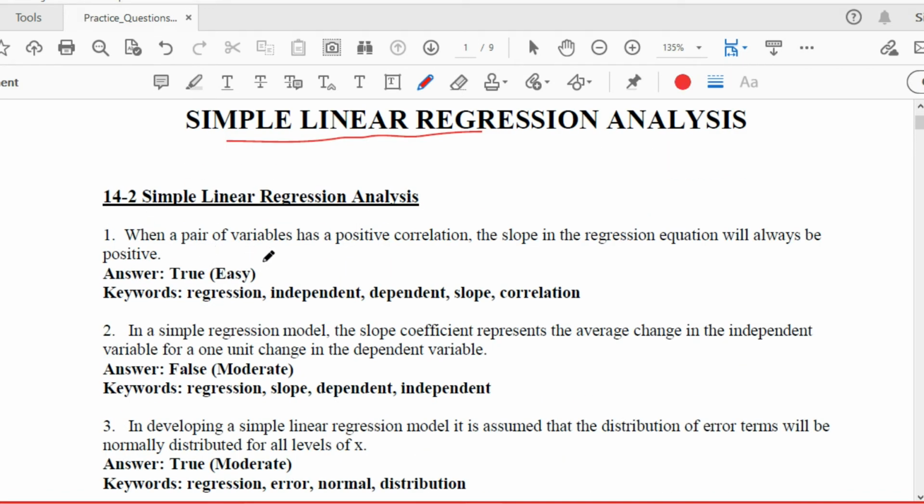Now let's start with the first question. When a pair of variables, x and y, have a positive correlation, the slope in the regression will always be positive. Yes, because the positive correlation says the positive slope, because it goes up. Up means positive. If it goes down, we say negative.